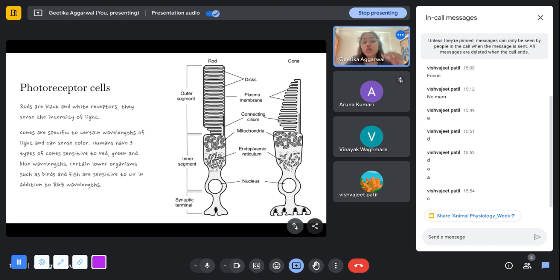The difference is that rods are the cells which are actually sensitive to light, but they're not sensitive to different colors. So if somebody has only rods functioning and their cones are not functioning, then they'll only be able to see a black and white image. There'll be no color, because rods are only sensitive to light, not to the color of the light.